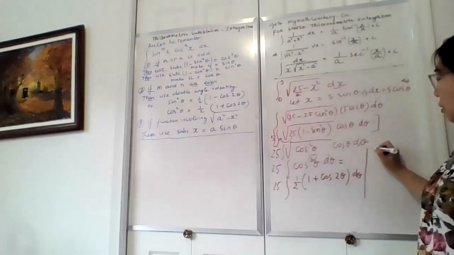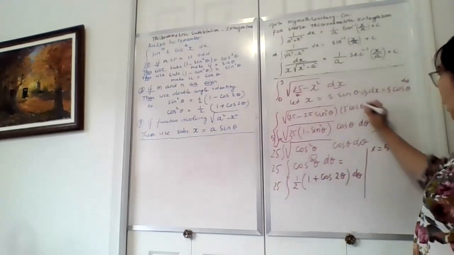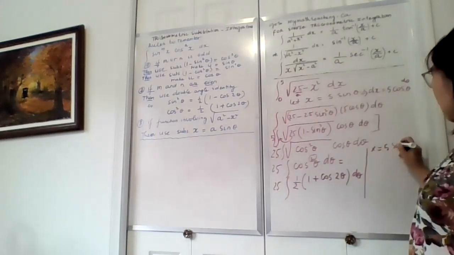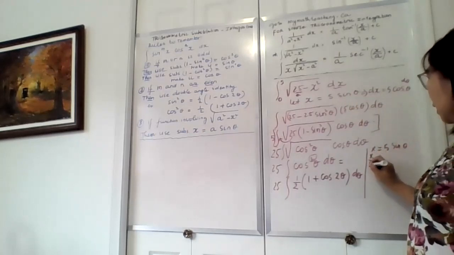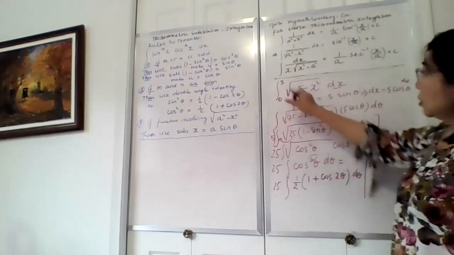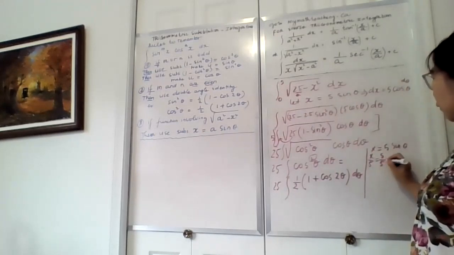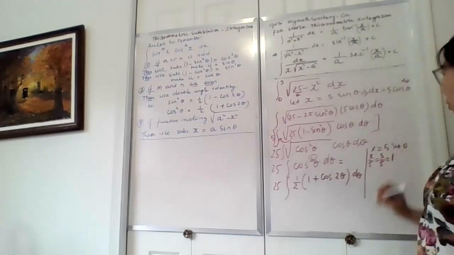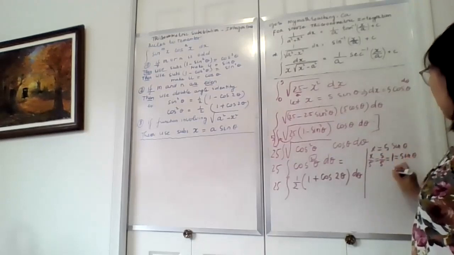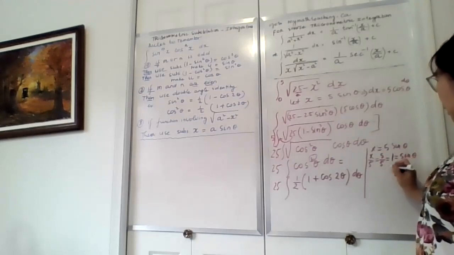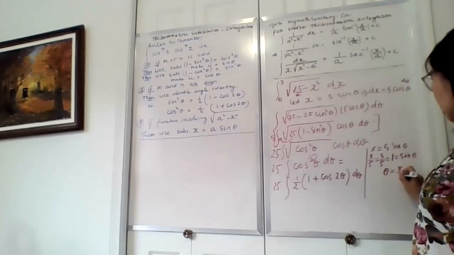Now at this point, I should change the limits from 0 to 5. So let's change that. We know that x equals 5 sine theta, from here, that's how we did it at the beginning. So x divided by 5 equals, if x equals 5, then 5 divided by 5 equals 1. And 1 equals sine theta. So if sine theta equals 1, theta will be equal to pi over 2.